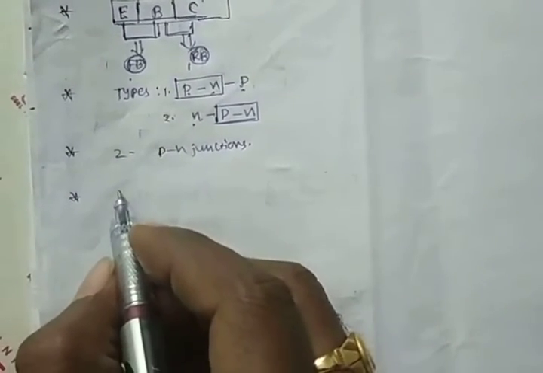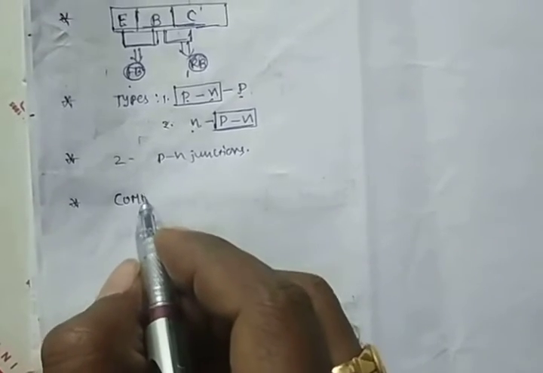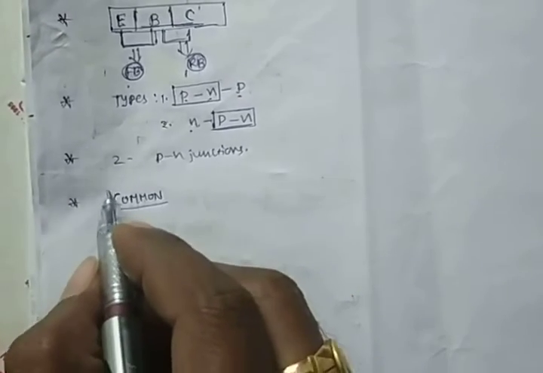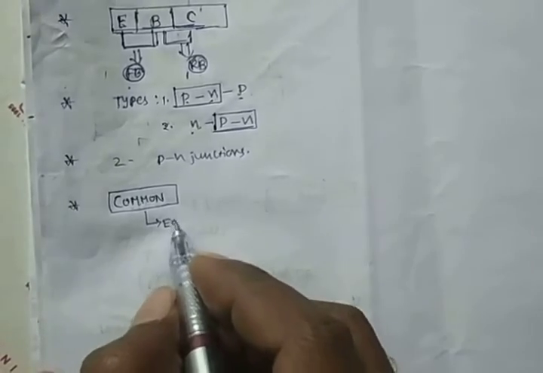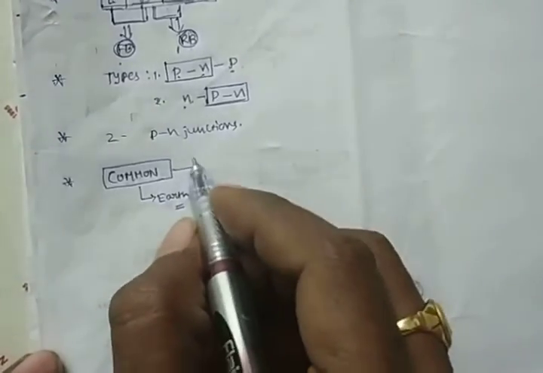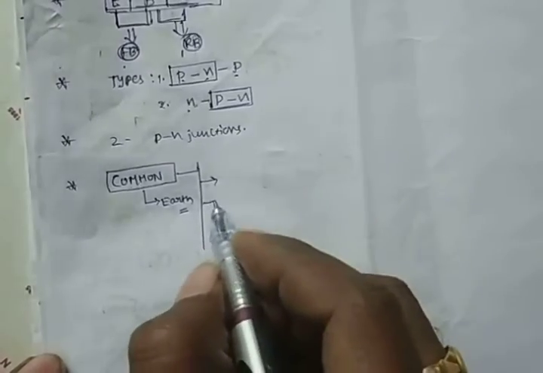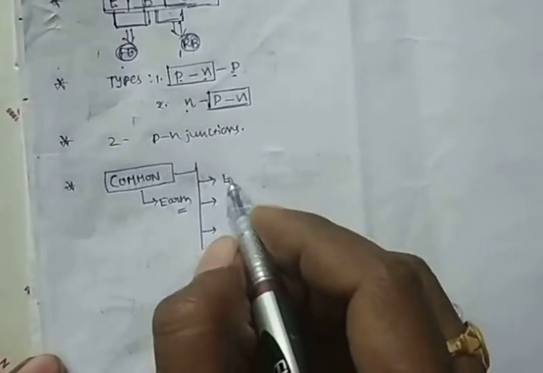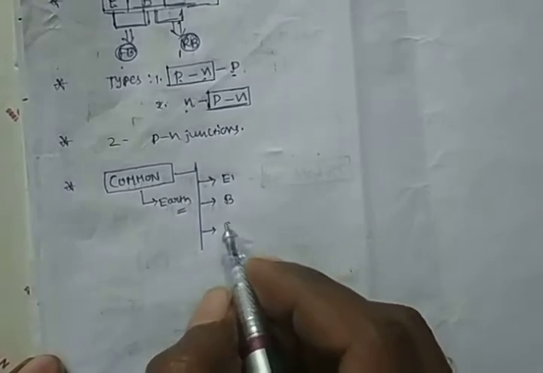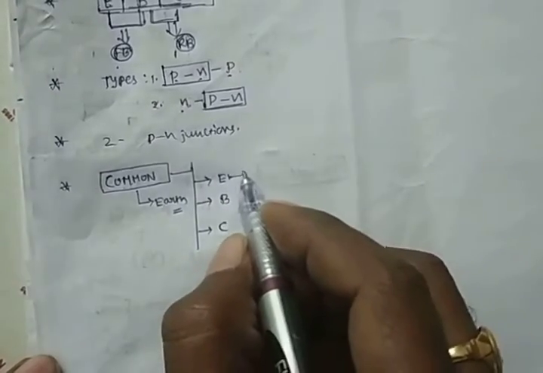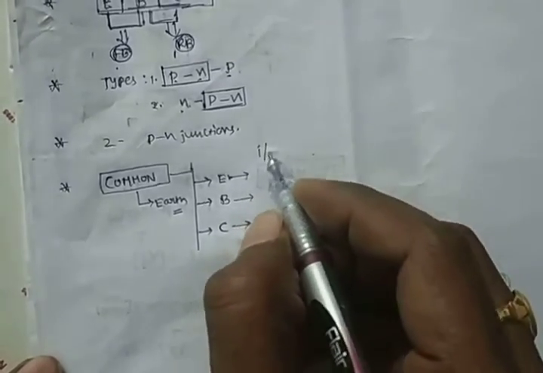Next, in common. What is meant by common? It means this common terminal is connected to earth. So there are three types of common terminals. The first one is common emitter, second one is common base, the third one is common collector. Common emitter, common base, common collector.